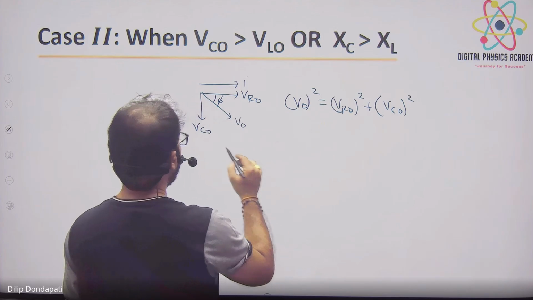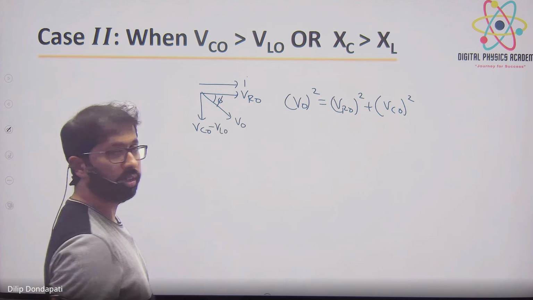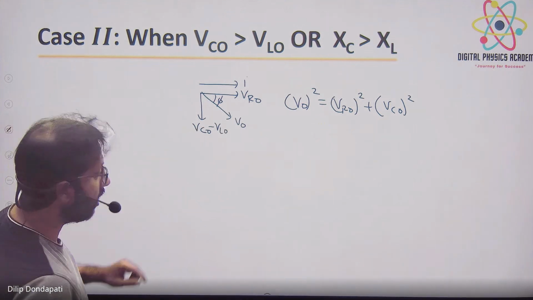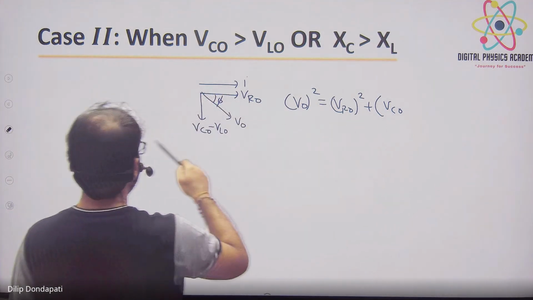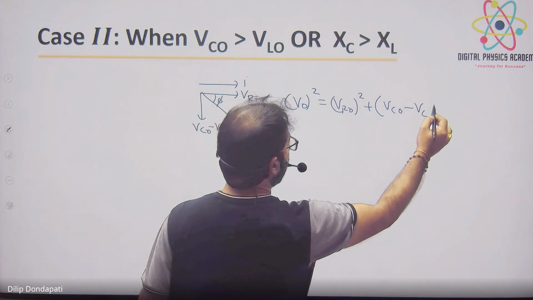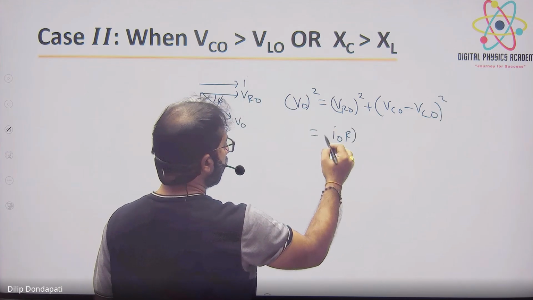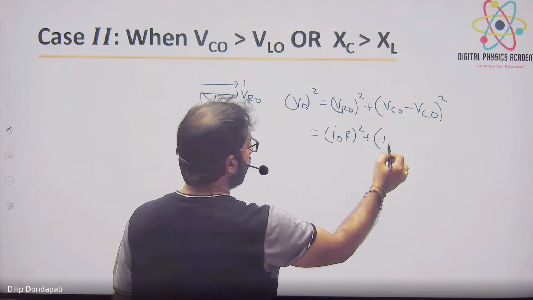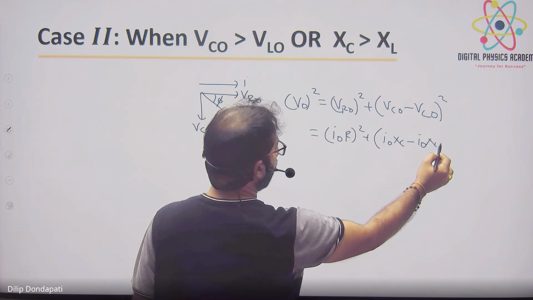Okay, VC naught minus VL naught, right? Because it is acting like a capacitor circuit, right? So इधर क्या आएगा, VC naught minus VL naught whole square. So I naught into R whole square plus I naught into XC minus I naught into XL whole square.